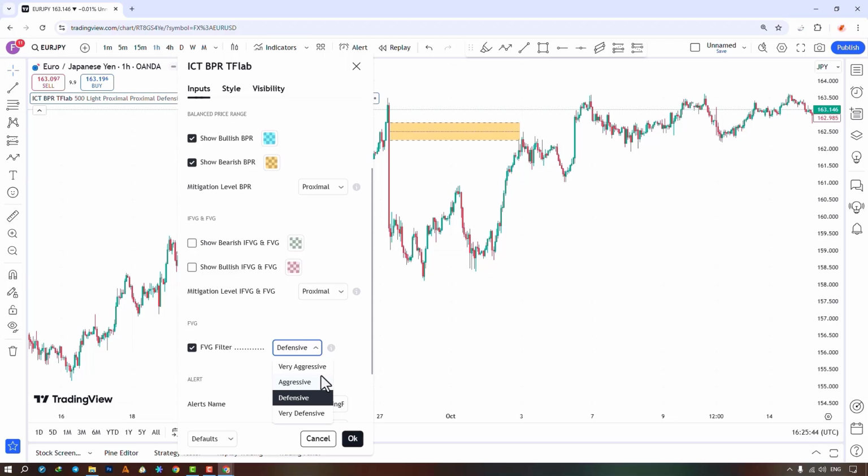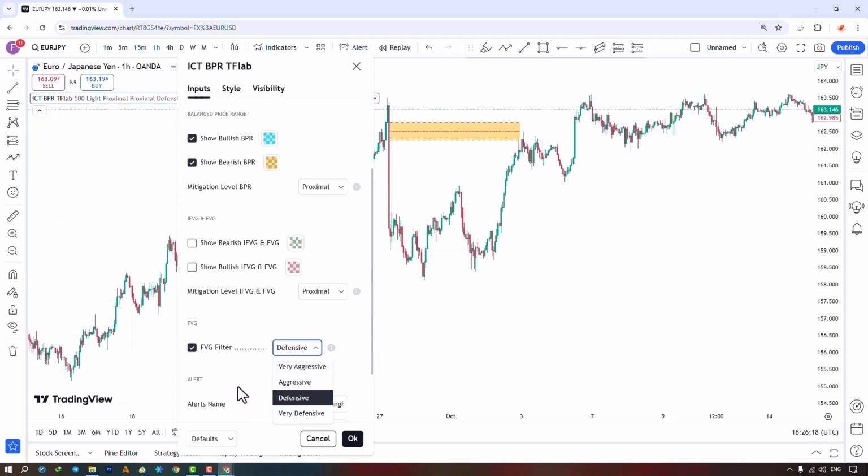In this case, a large number of FVGs are destroyed, and only FVGs with higher quality than the previous 2 cases remain. By selecting the very defensive option, in addition to the defensive conditions, the first and third candles should not be small candles with very tiny bodies, like doji candles. In this case, many order blocks will also be filtered out, leaving only the highest quality order blocks compared to the previous 3 conditions.